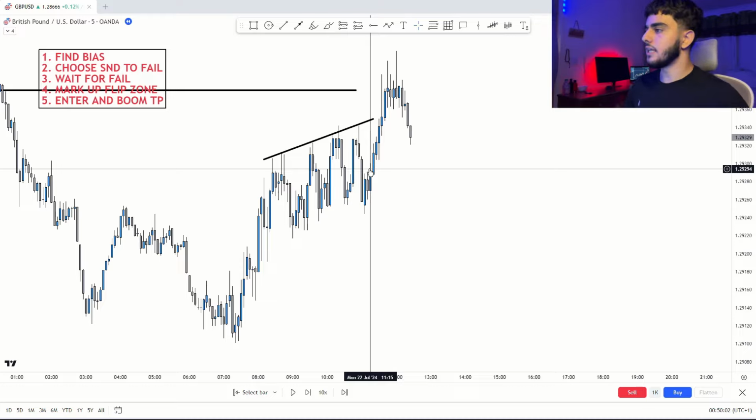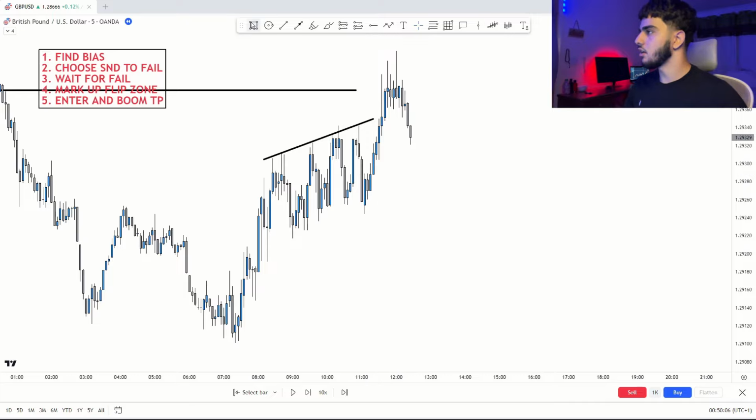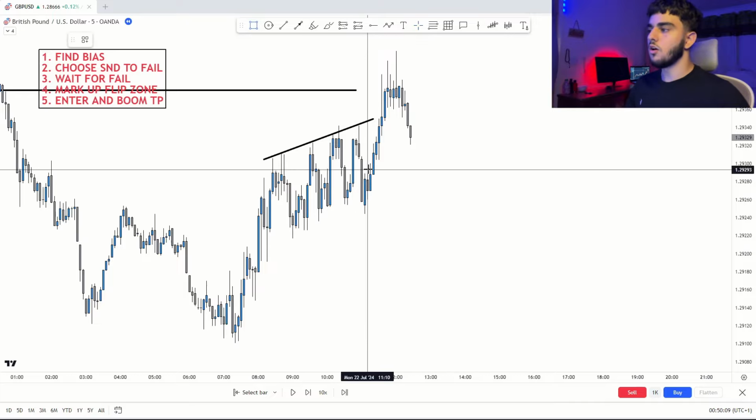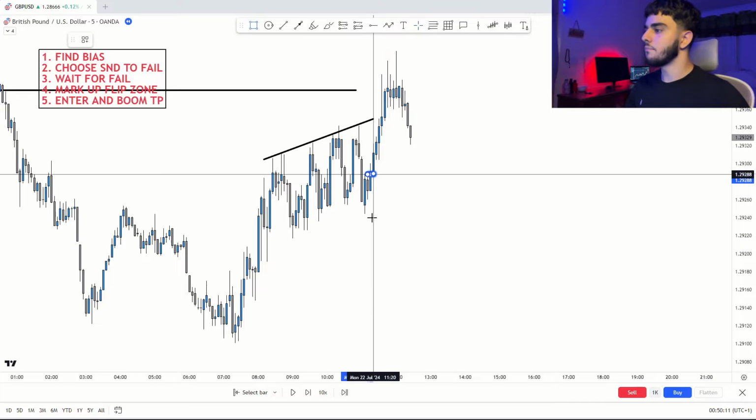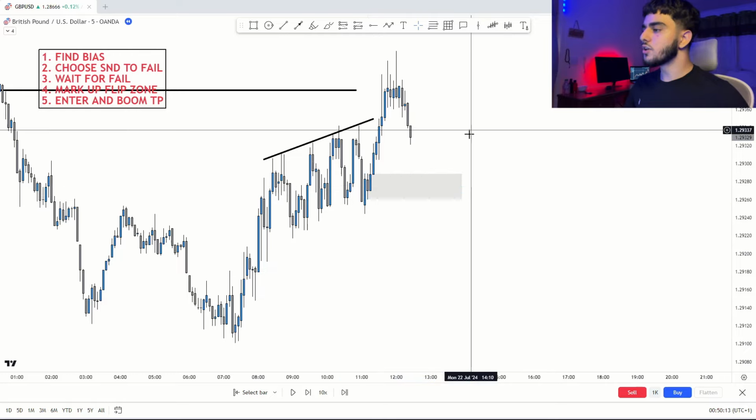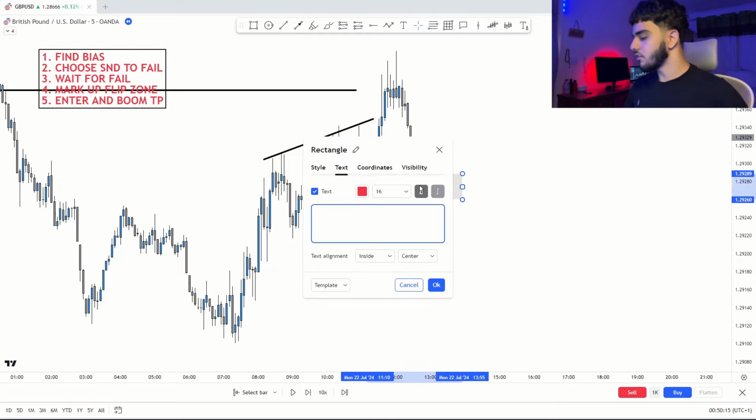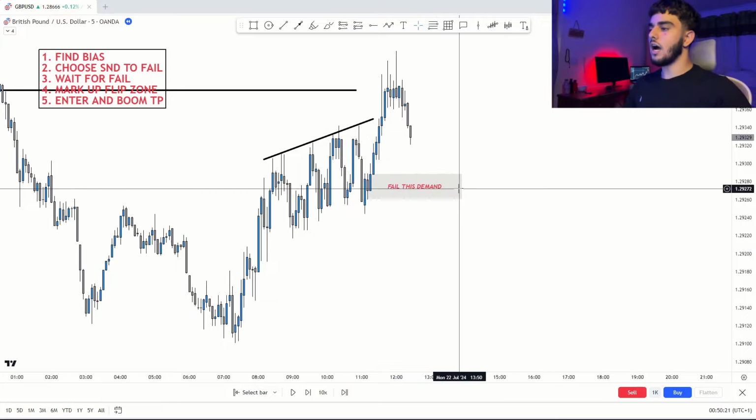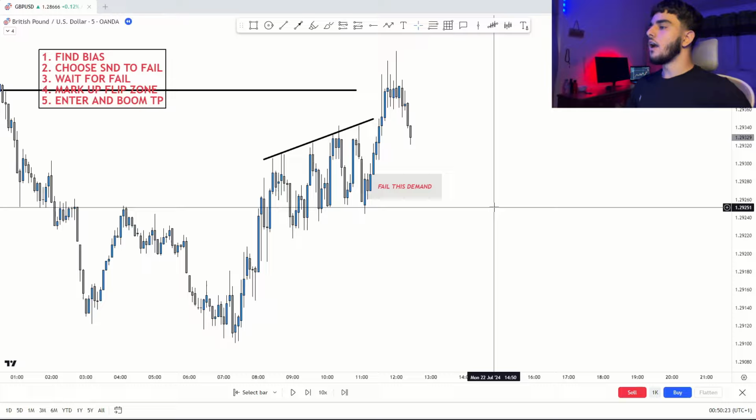I'm not looking for any particular lows. I'm not looking for any this or that, or change of character, market structure shift, inversion, all of that, whatever. All I'm looking for is for price to fail this demand. This is what I'm looking for price to do.